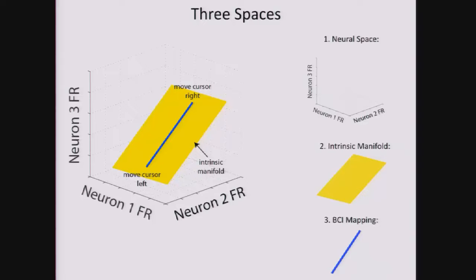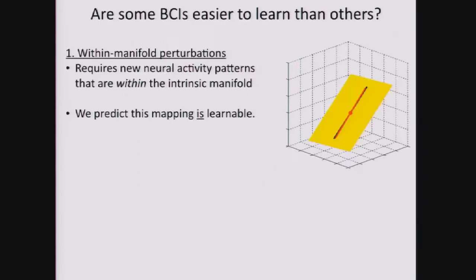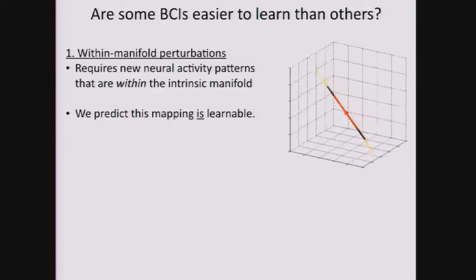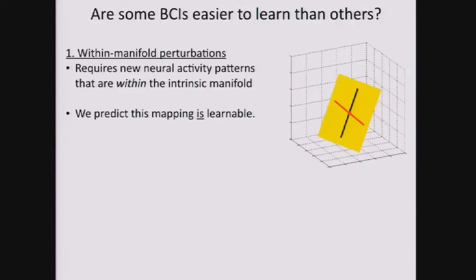Okay, so are some BCI mappings easier to learn than others? Our hypothesis is the following. If we give the animal a new mapping from neural activity to behavior that is within the intrinsic manifold, it should be easy for the animal to learn how to control that. If we give the animal a new mapping that is outside of the intrinsic manifold, that should not be as readily learned. That is the prediction. Let me quickly show you the behavioral result, and I'll show you a video.